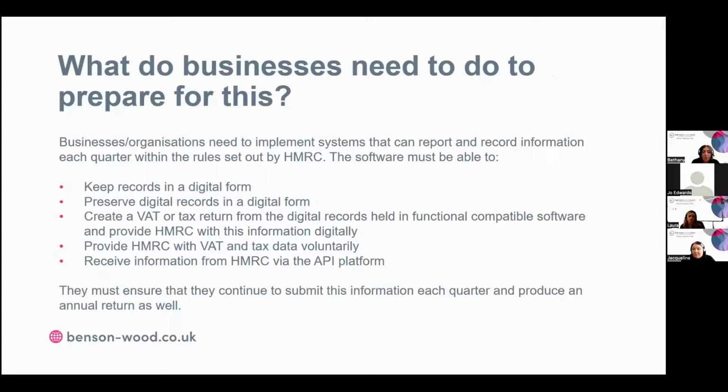In order to prepare for this, businesses need to implement systems that can record and report information in each quarter within HMRC rules. To be compliant, the software must be able to keep and preserve digital records, also create VAT and tax return information from these digital records and report to HMRC electronically. You can also provide data voluntarily to show that you are complying. And again, all of this must be done each VAT quarter.